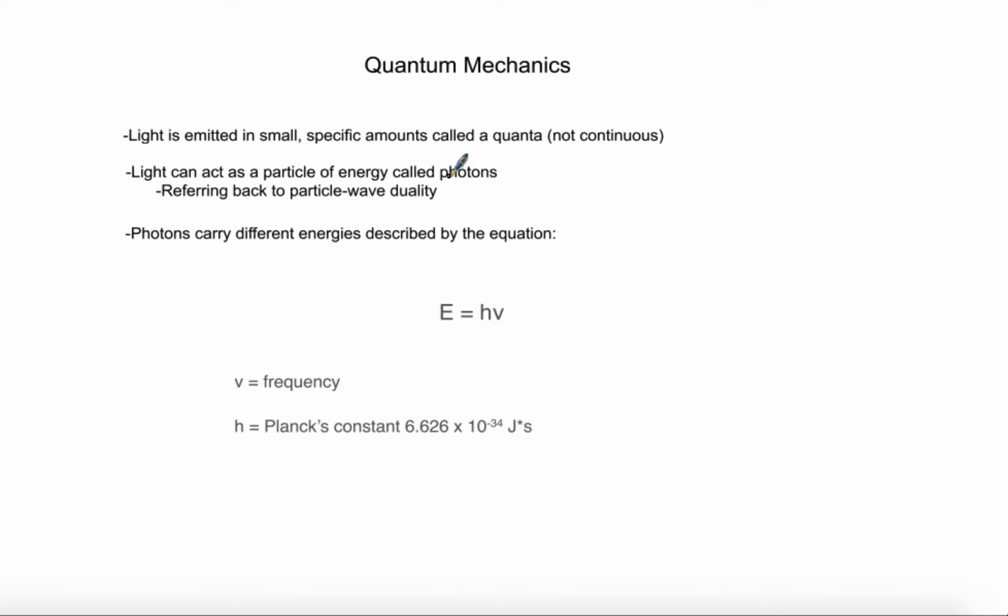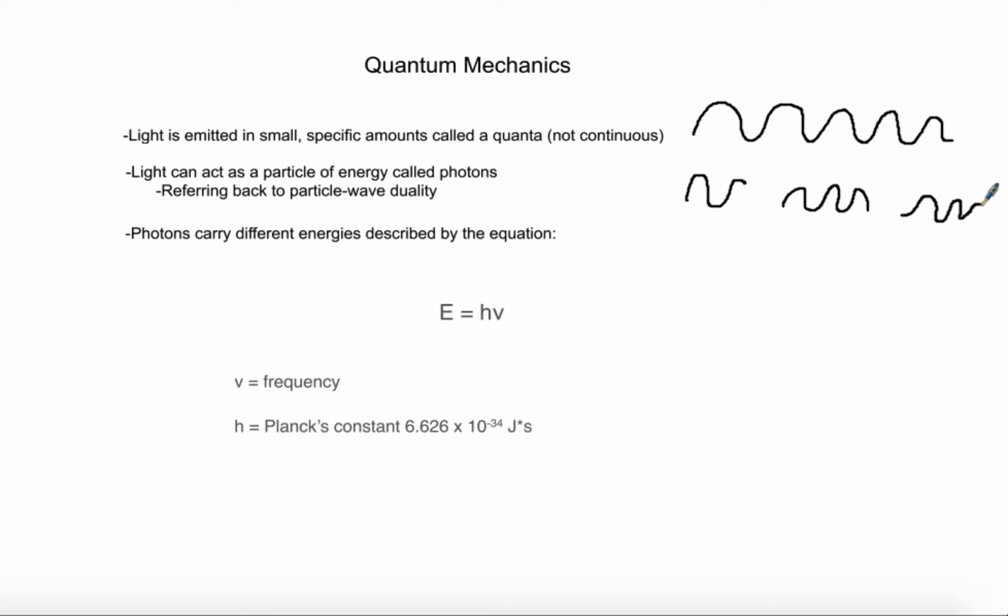The reason for that lies in the origins of quantum mechanics. So light, rather than being a continuous wave, as we all thought, is actually broken up into tiny, specific amounts called quanta. So instead of just being one long wave, we have little packets of light. So it's really not continuous, but it's a packet of energy which we refer to as a quanta. So light, we're going to treat it as a particle, and we're going to call that particle a photon. So a photon is just the particle form of energy.